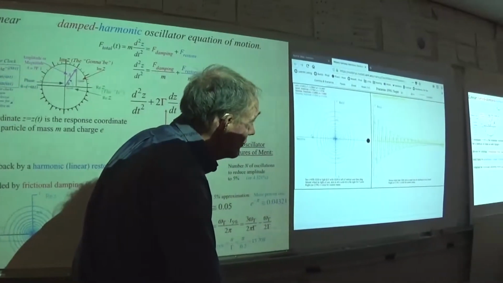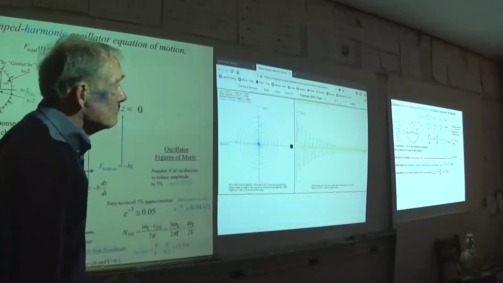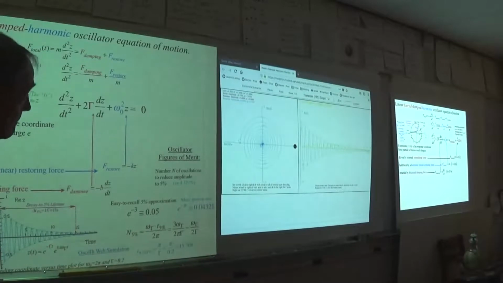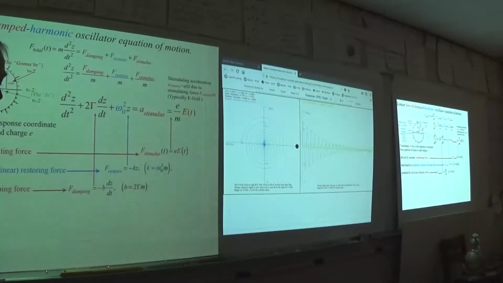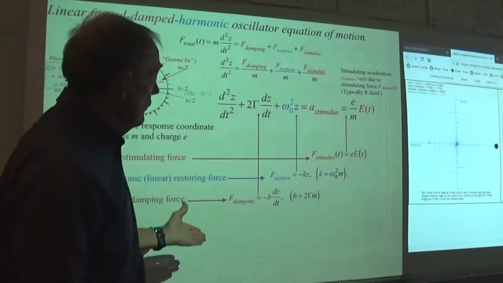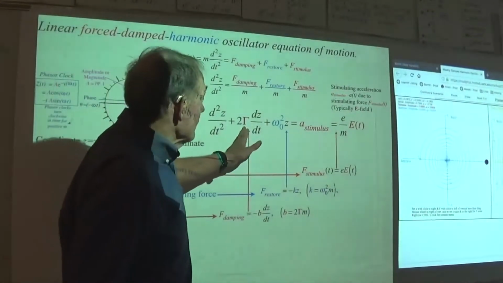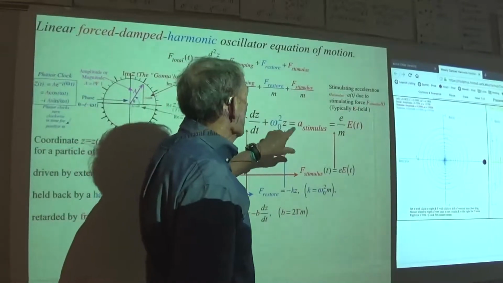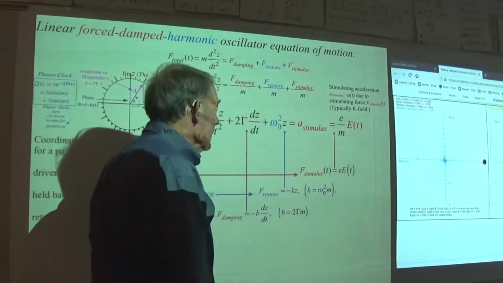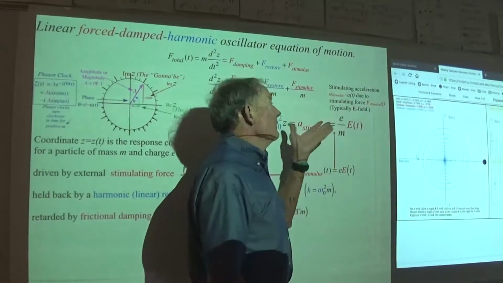Now, it's time to put a stimulus onto this system. And this is where we get to discuss the full Green's function that we're going to be getting for the solution to this. So here's this guy we've taken care of. This was the first thing we did. Okay, so we're imagining an acceleration due to an electric field.